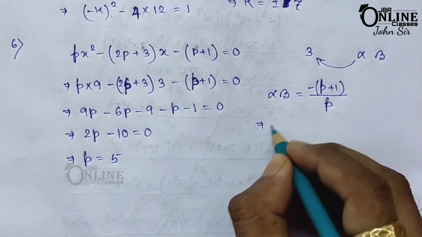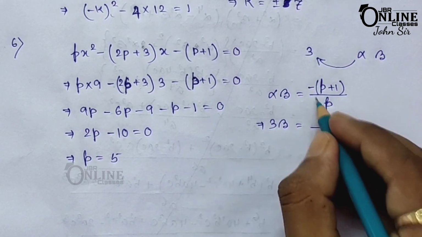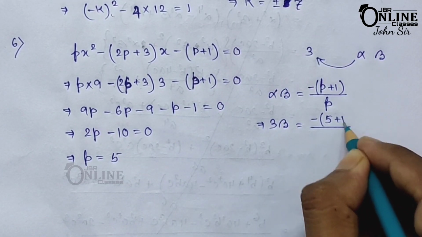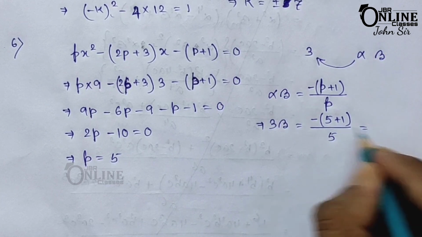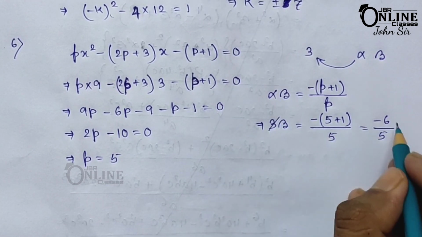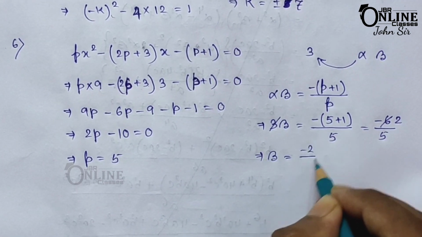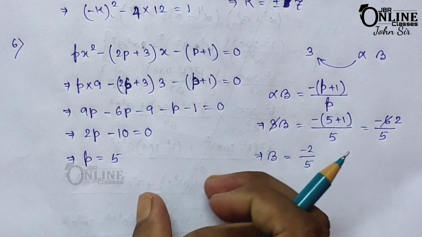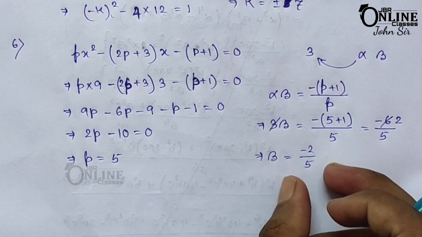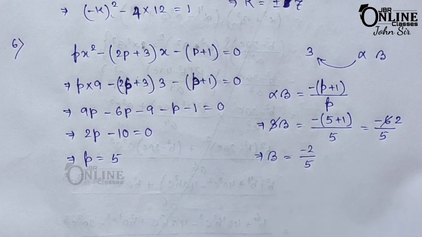So here this one will be 3 beta, because alpha equals 3, and p means 5, so minus (5 plus 1), so this one will be minus 6 by 5. Then 3 cancels out with 6, so here beta will be minus 2 by 5. That means first answer p equals 5 and second root minus 2 by 5 is your answer.